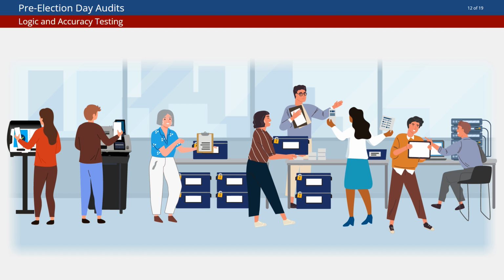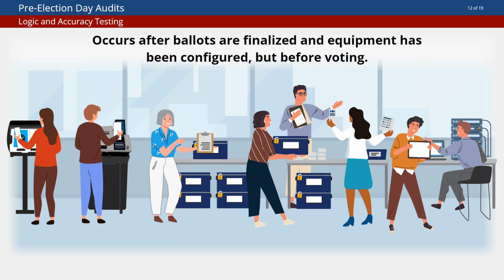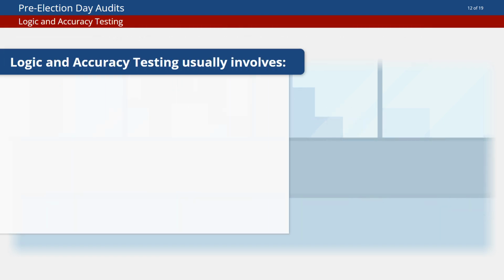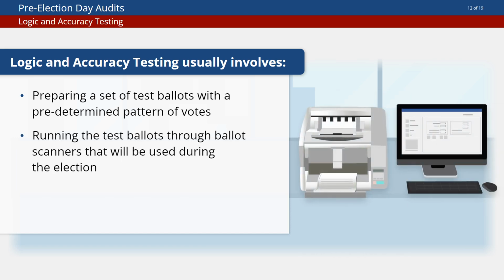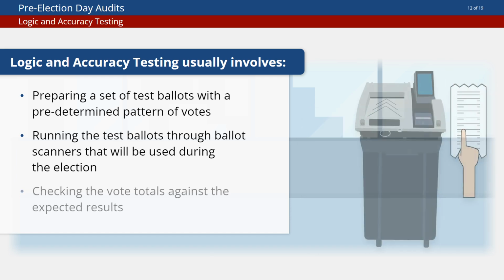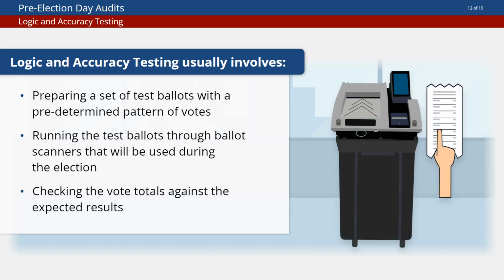Logic and accuracy testing occurs after ballots have been finalized and equipment has been configured, but before voting is underway. The process usually involves preparing a set of test ballots with a predetermined pattern of votes, running the test ballots through ballot scanners that will be used during the election, and checking the vote totals against the expected results.